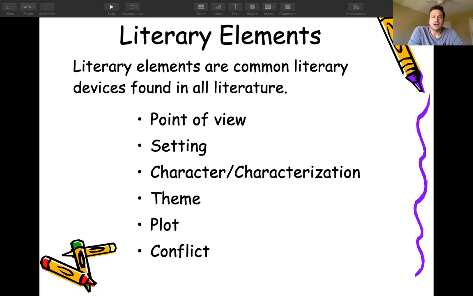Theme, which you have learned about, is a central message of the story that the author wants us to take away from what we've read. The plot is what's going on in the story from the beginning, the middle, to the end. And the conflict: what's the main problem in that story?